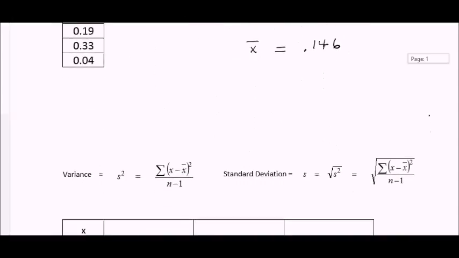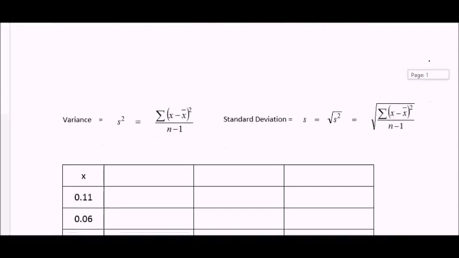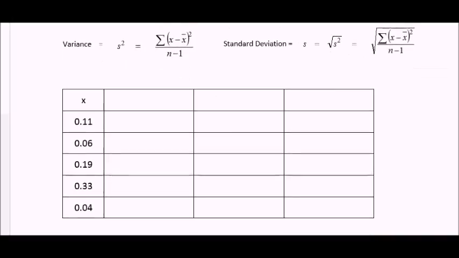Now this formula is a little complicated, so it's helpful to create a table so that we can do a little bit of this formula at a time. And here's what I mean. Here are the data values, the x values. The first thing we're going to do is x minus x bar, for every one of these data values. So we take 0.11 and then subtract the sample mean, which we said was 0.146. And when we do that, for the first one, we get 0.036, but it's a negative 0.036.